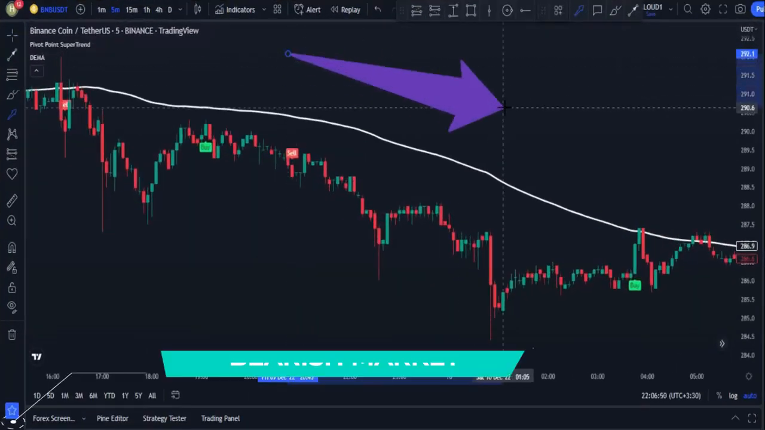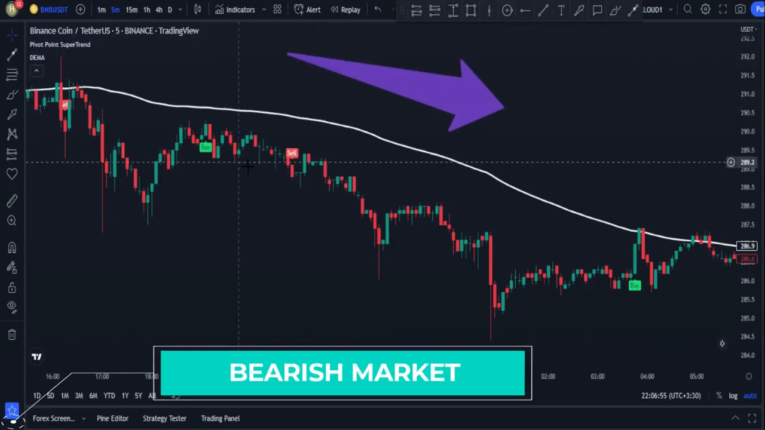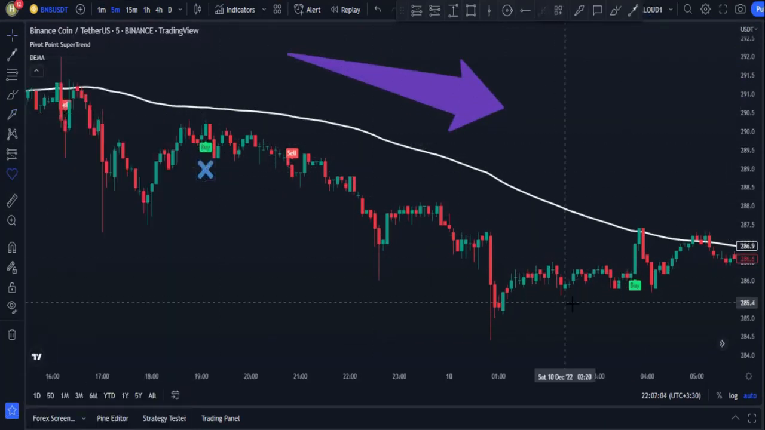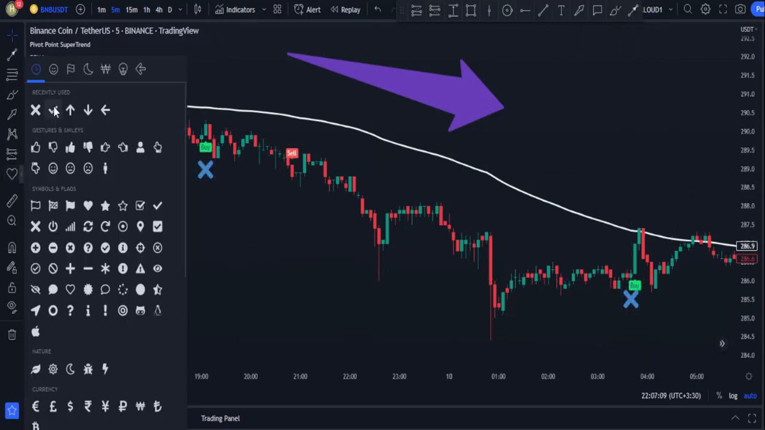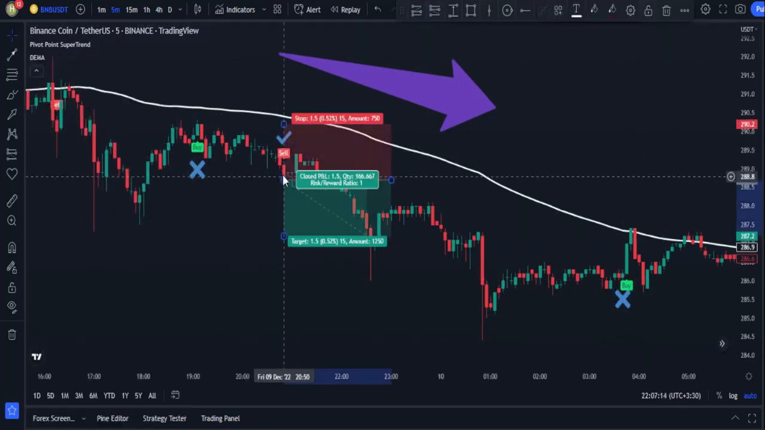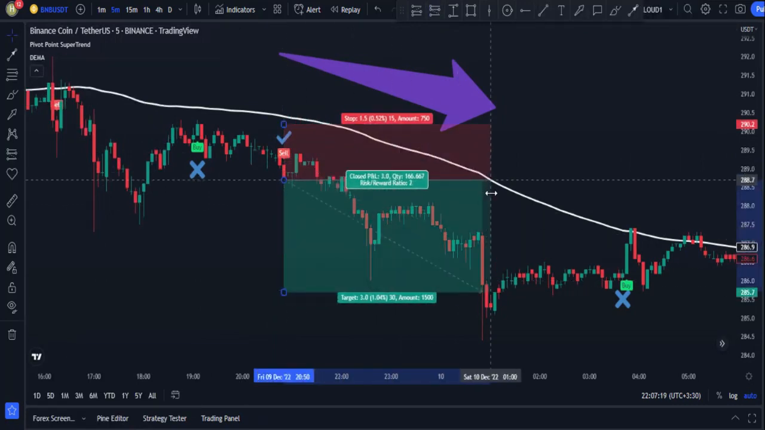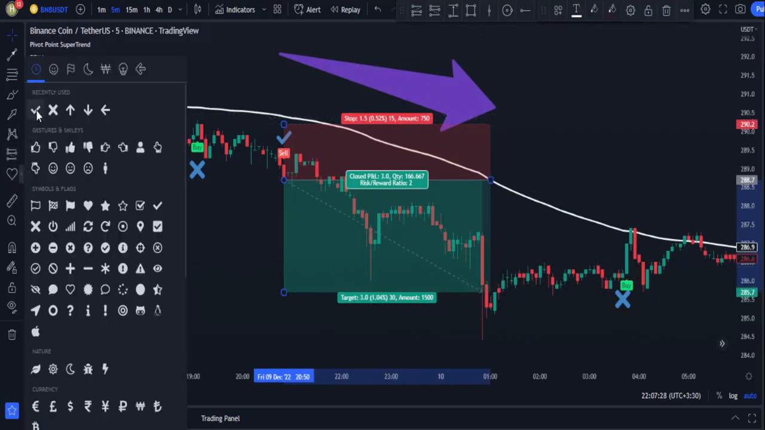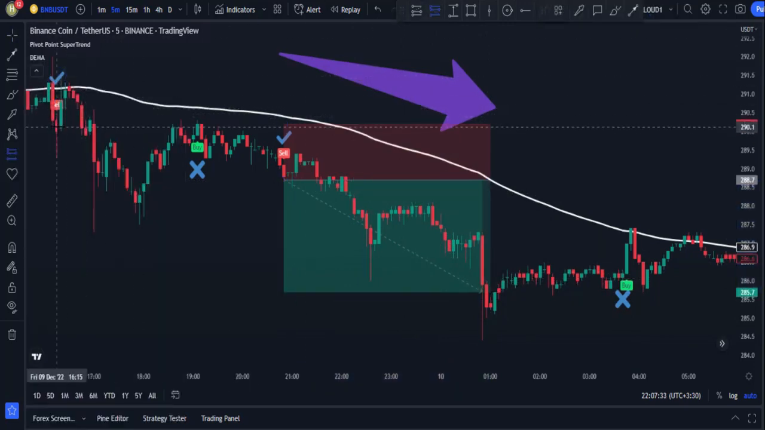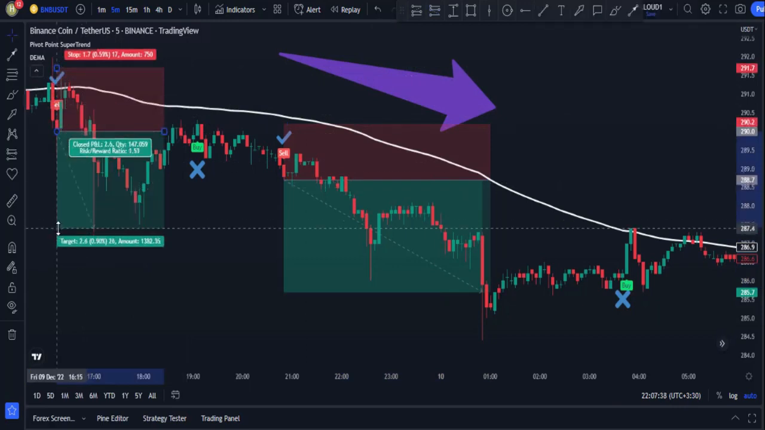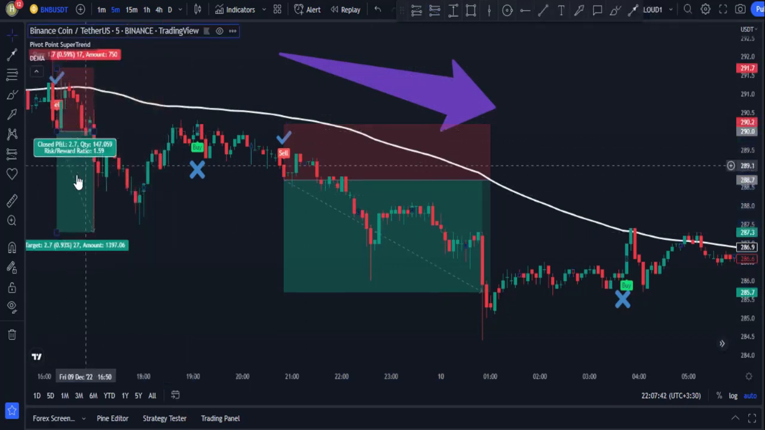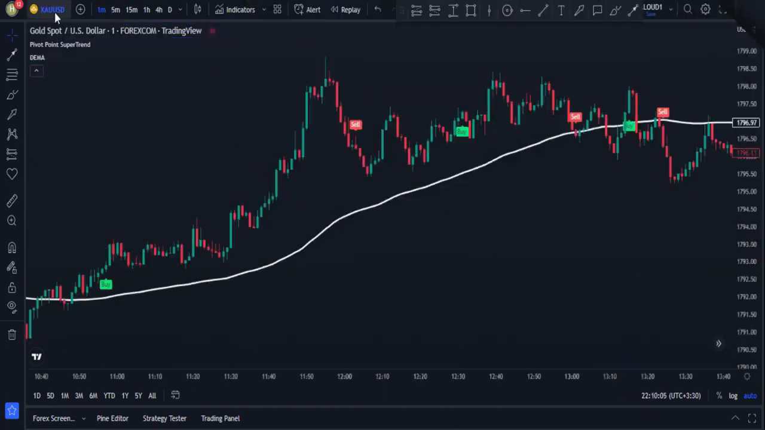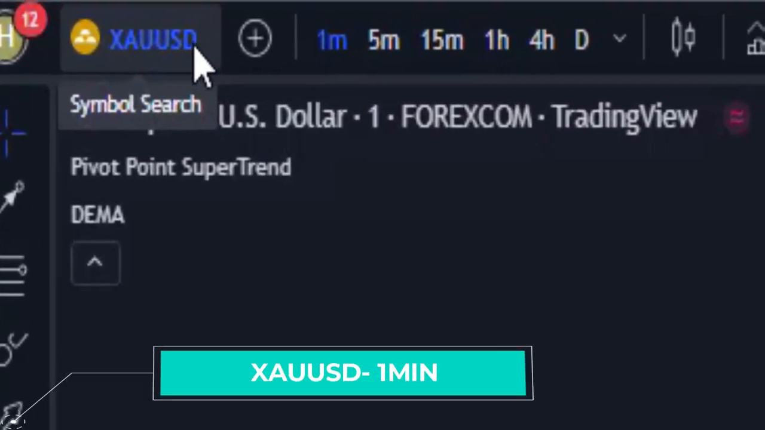And in this example, we are in a bearish market. So these buy signals would be invalid. And we can open a short trade by these sell signals in the bearish market. Let's see some examples on gold and a 1-minute time frame.